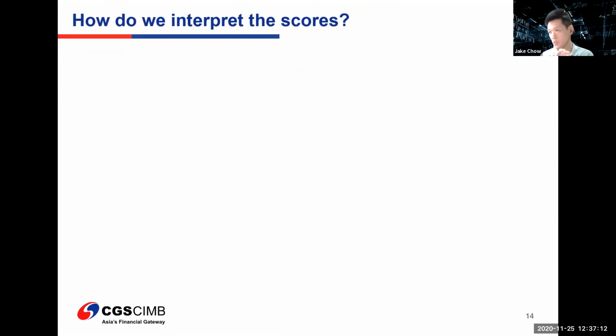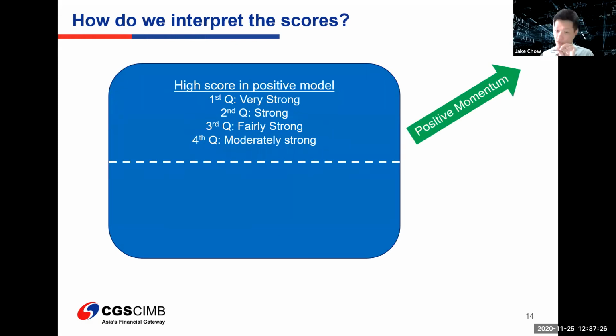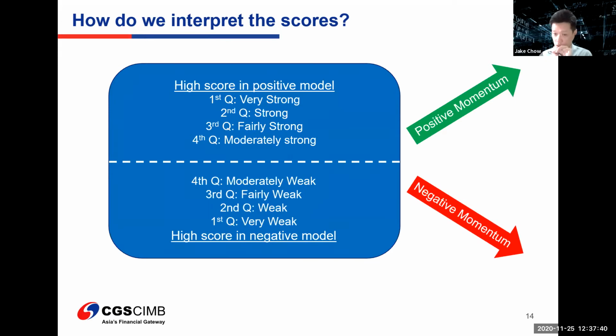Okay, so how do we interpret the scores? In the first part of the series, I've actually mentioned it, but this is a very important concept, so I would want to reiterate this point. In the positive model, the first quartile represents the strongest momentum, while the fourth quartile represents the moderately strong names that we find in the universe. And in the negative model, we sort the first quartile as the weakest momentum, and the fourth quartile to be the least, moderately weak quartile.